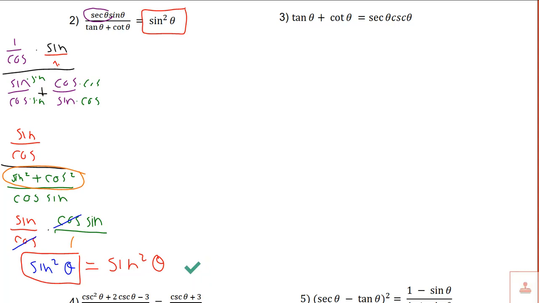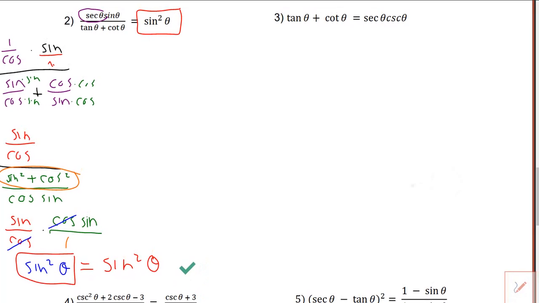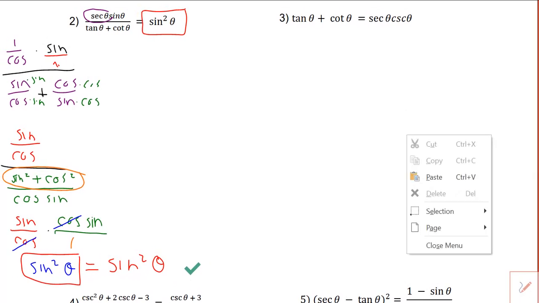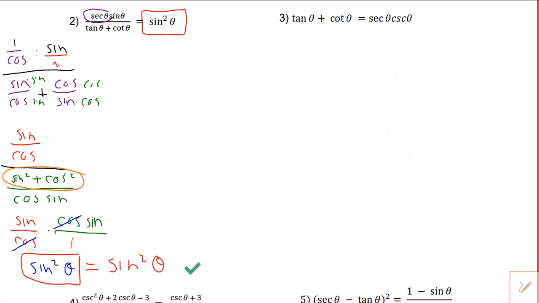Let's try another example. In this problem number 3, I have tangent theta plus cotangent theta is equal to secant times cosecant. For this one, I am going to go ahead and focus on the left side again, because in case I get common denominators, I know that adding fractions and having to get common denominators is much more difficult than multiplying fractions. So first I'm going to decide, can I do any algebra on the left side? Nothing really I can do.